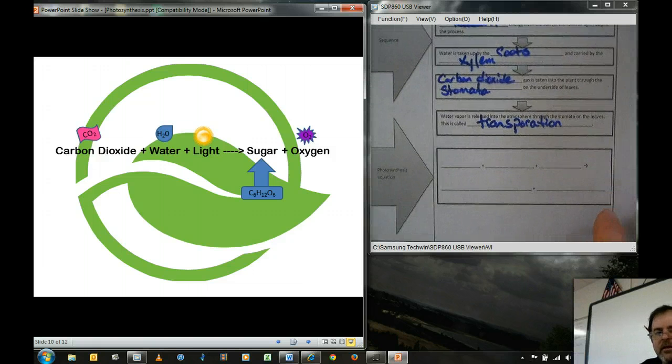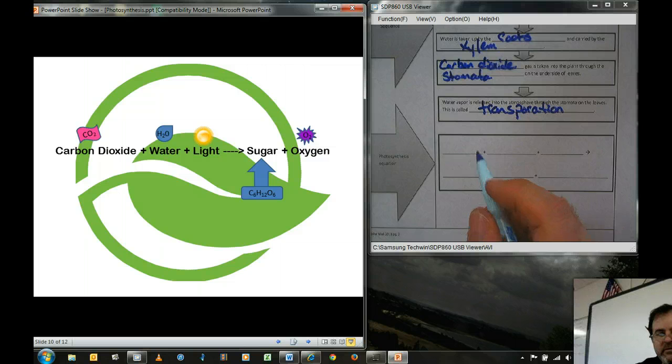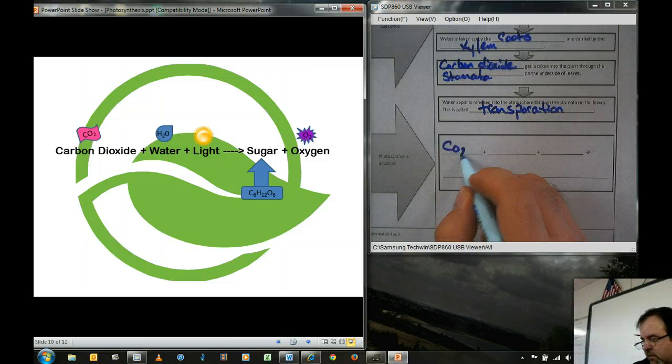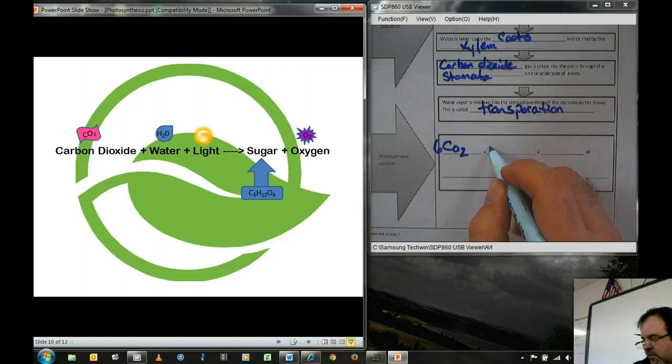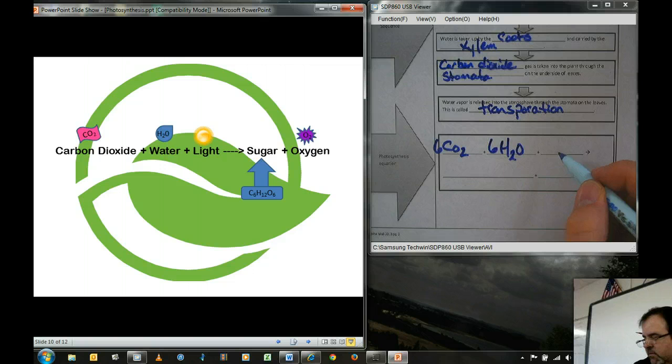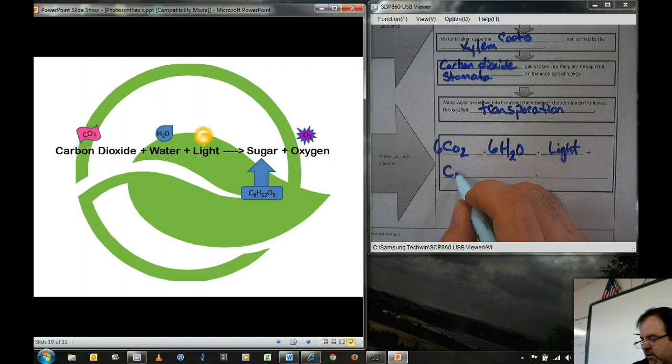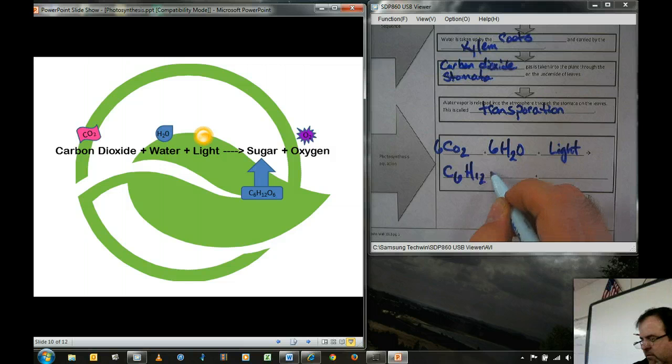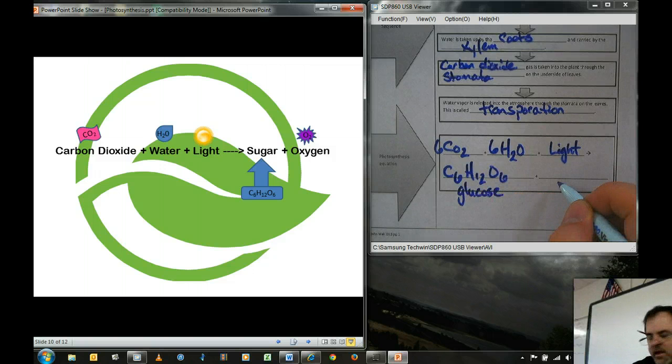So the photosynthesis equation is carbon dioxide, or CO2. You have 6 of them, plus 6 H2O, water, plus light, gives you C6H12O6, or sugar, something we call glucose, and oxygen, 6O2. All right.